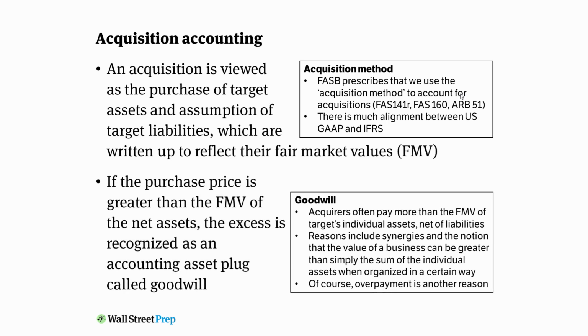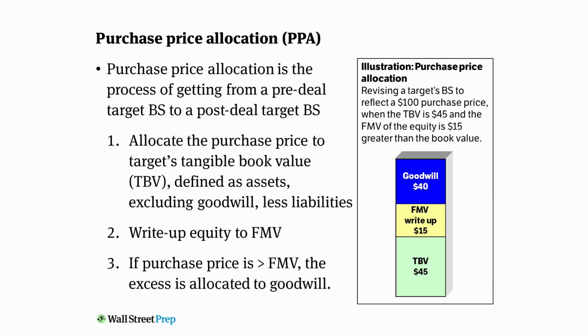The one other critical piece of the acquisition method is that if you purchase a company with a purchase price that's greater than the fair market value, the now written up value of all the assets net of liabilities, that excess, that incremental purchase price is recognized as an accounting asset plug called goodwill. The easiest way to make sense of this is with some examples. So let's just dive into the basic premise here.